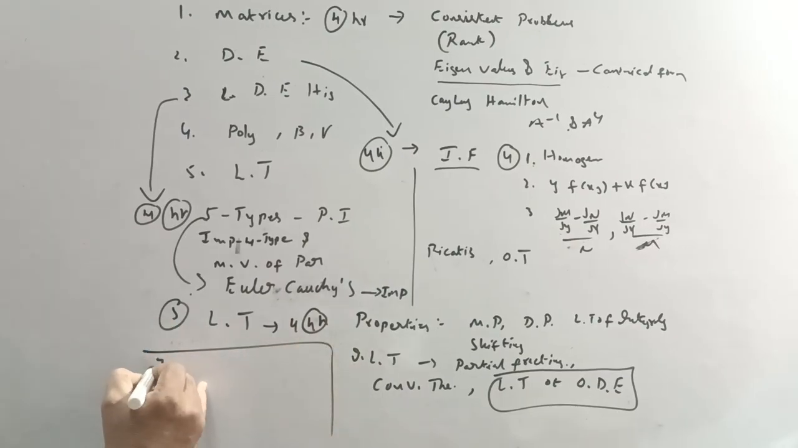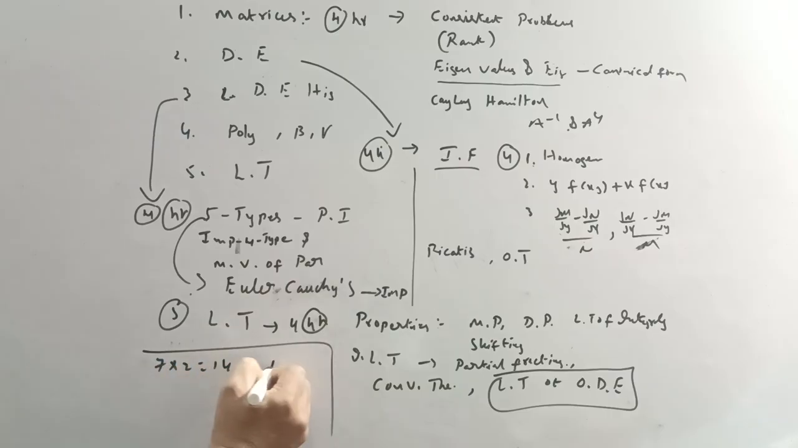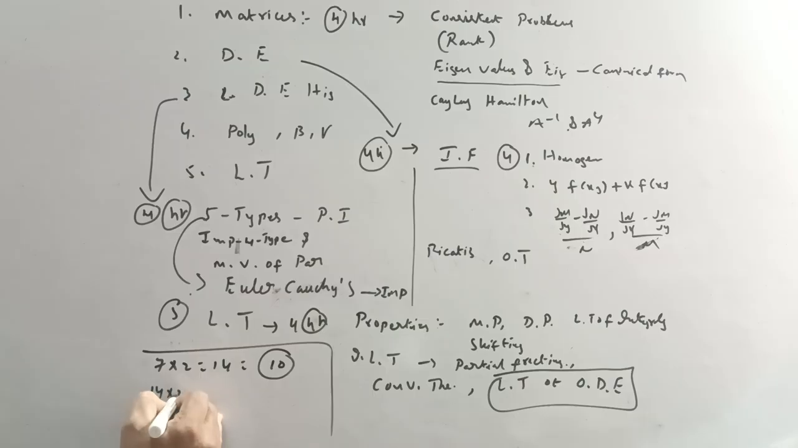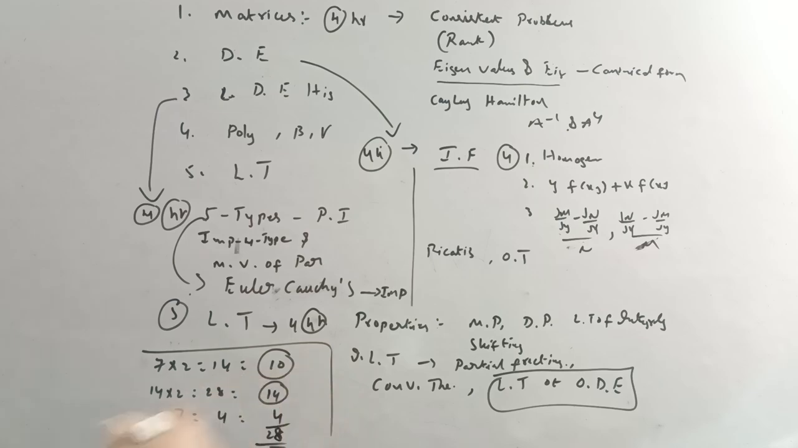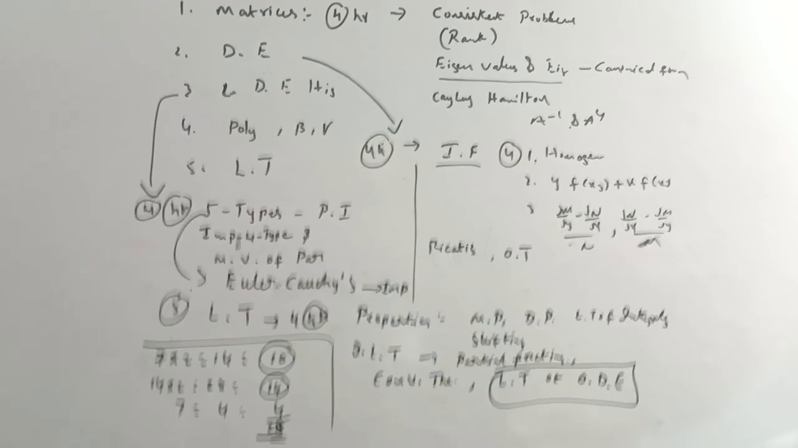So the target is: short answers, 7 2s are 14, minimum we should get 10. Long answers, 14 into 2, 28, here minimum you should get 14. Then 1 7-marks question he will give you, and you should get minimum 4 marks. So you'll get approximately 28, exactly what you need to clear this paper, ma.